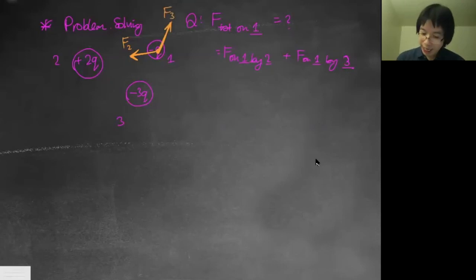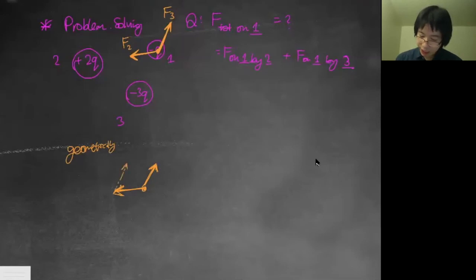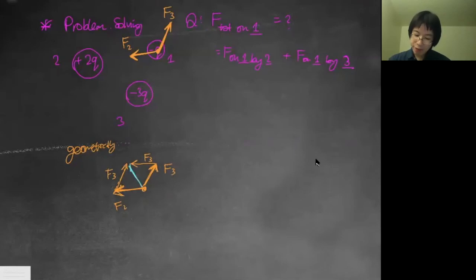So one way is, let me recopy this out. So that's F2, that's F3. One way is do it in terms of a picture. So let's call it geometrically. So when you do that, you need to add them head to tail. So first you need to move F3 over here, or you move F2 on here, it doesn't matter. Either way you end up at the same point. So you add them head to tail, and then you go from the beginning to the end. This is the F net or F total.